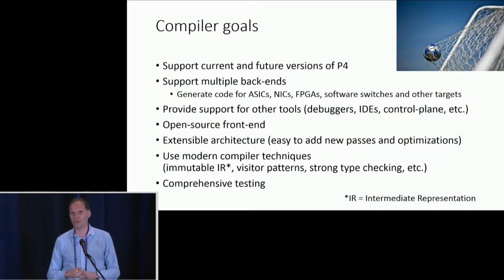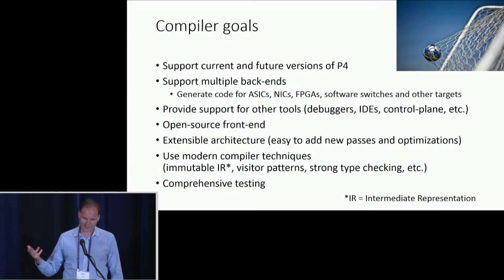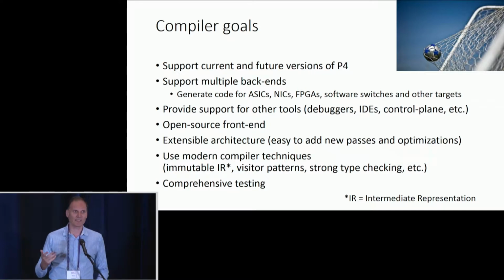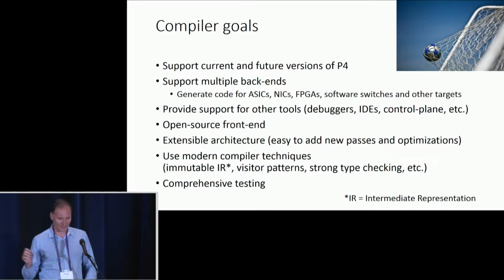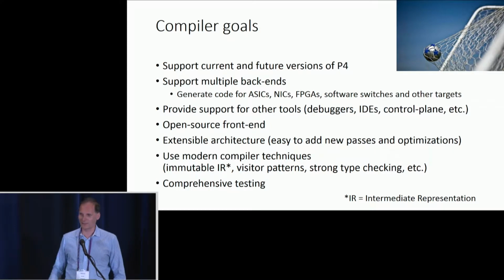And then we also wanted to do good software engineering. So we try to use in the compiler all sorts of techniques that people who write compilers have developed over the years, like an immutable intermediate representation, which I'll call IR in the rest of the talk. It's based on something called the visitor pattern. Don't worry too much about it. I'll talk about it briefly. It uses strong type checking to make it much harder to write incorrect compiler passes.